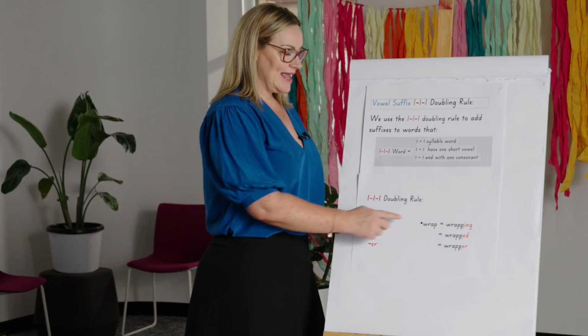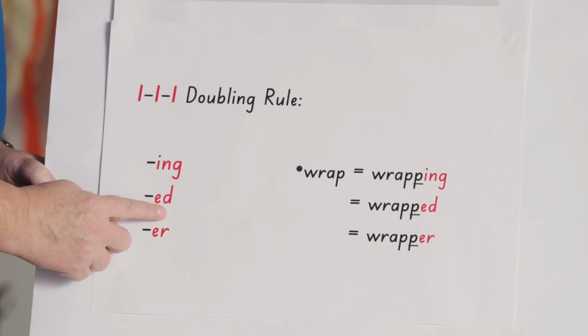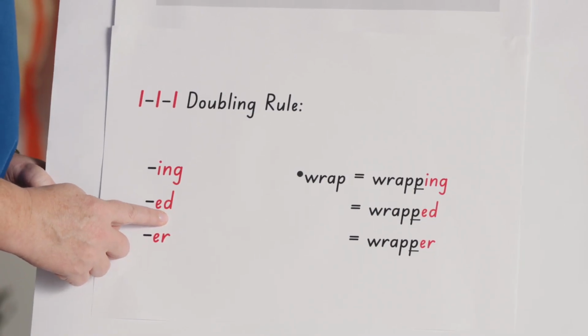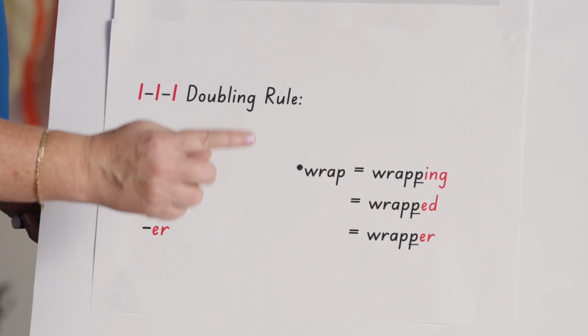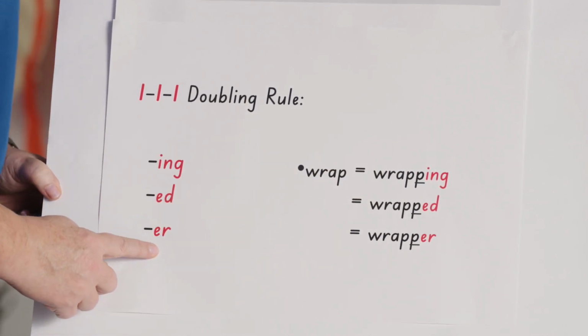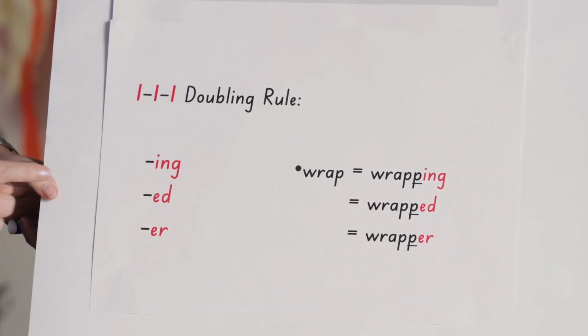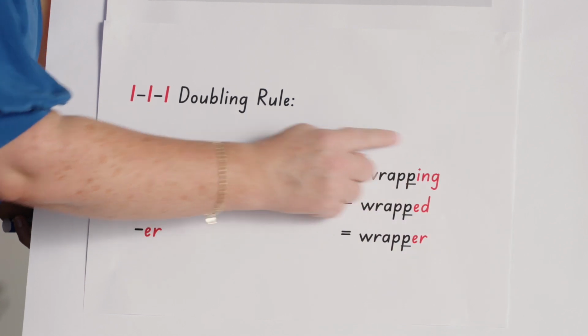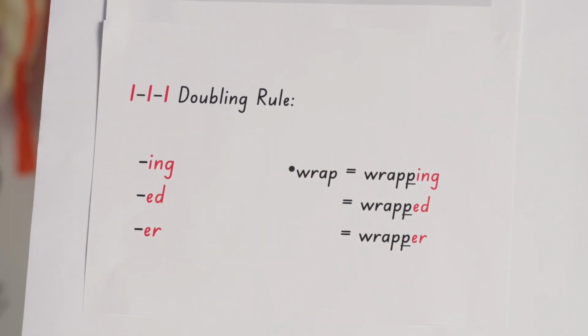So when adding ing, wrap would become wrapping. When adding ed past tense, wrap would become wrapped. Last one, when adding er, wrap would become wrapper. So you can see here, it's the only word we have this week that we can use that 1-1-1 doubling rule.